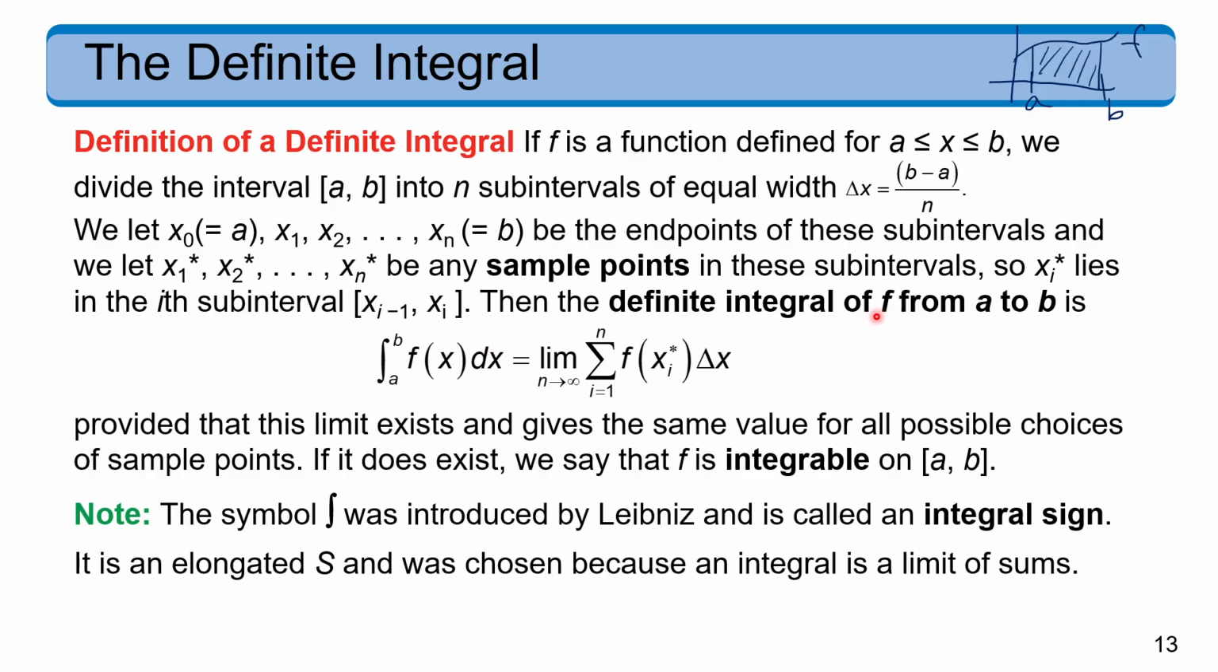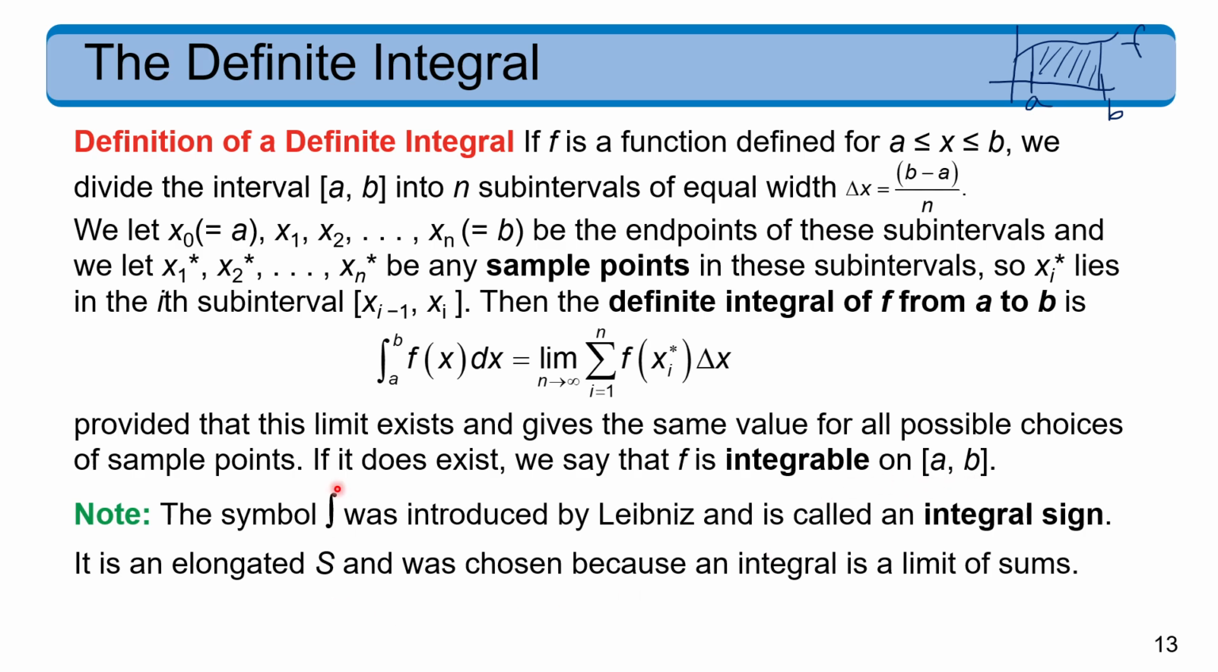Okay, so then we define the definite integral of f from a to b to be this formula we just discussed. Now because it involves a limit, we know limits sometimes exist and sometimes they don't. So this definition only applies if the limit exists and if the choice of the sample points makes no difference. The limit always turns out the same no matter how you choose your sample points. So if this limit does exist, here's our new term we're introducing: we say that the function f is integrable on that interval from a to b.